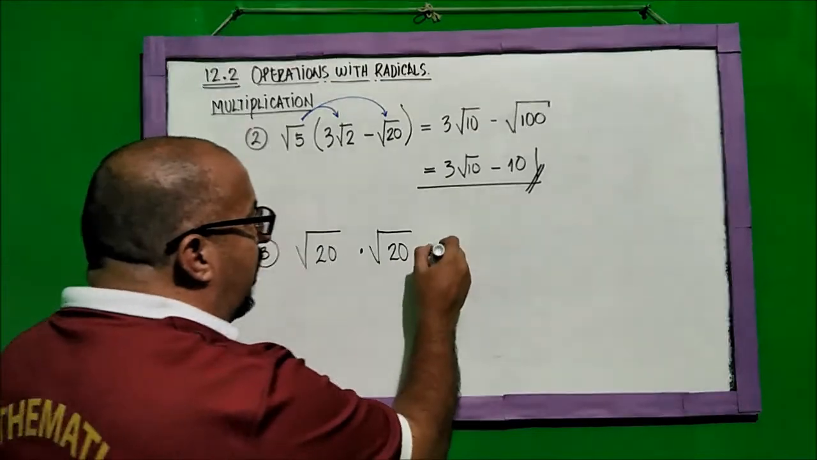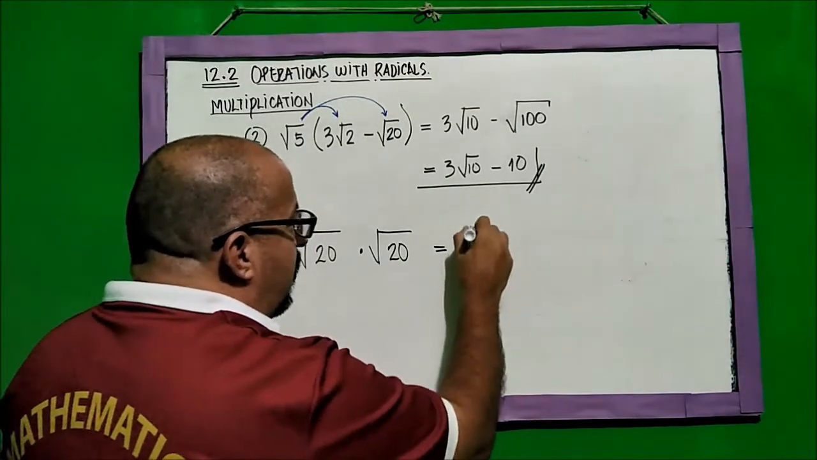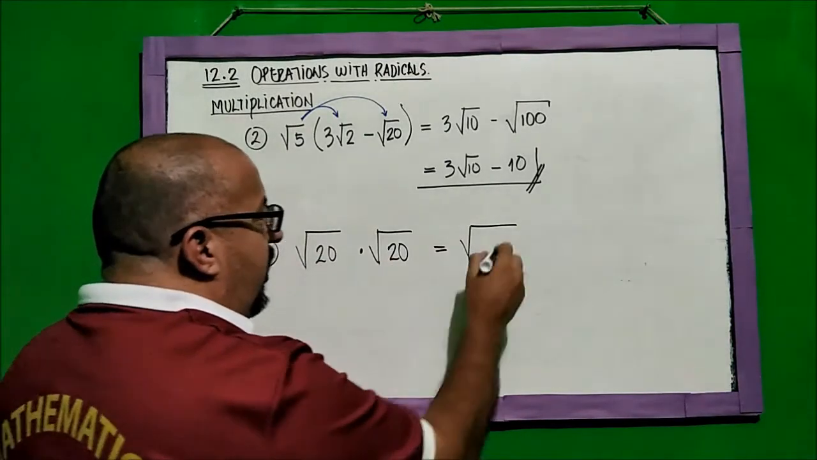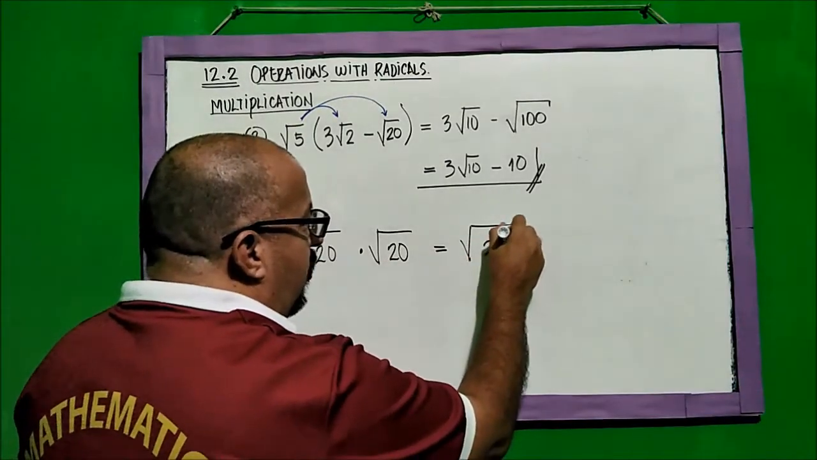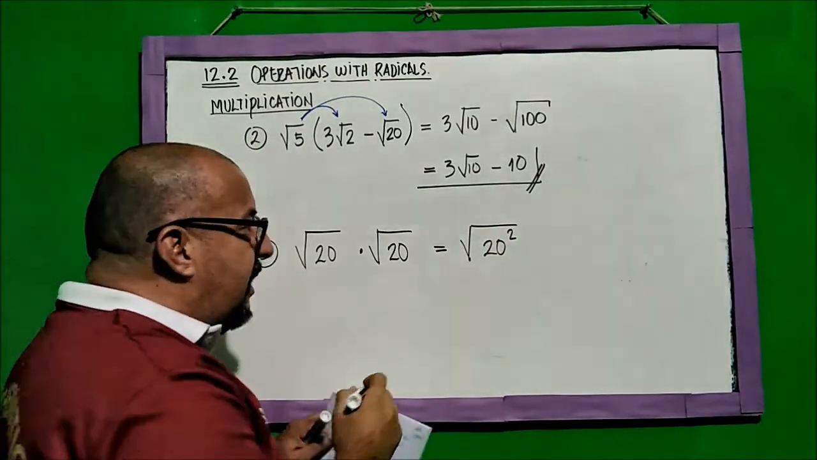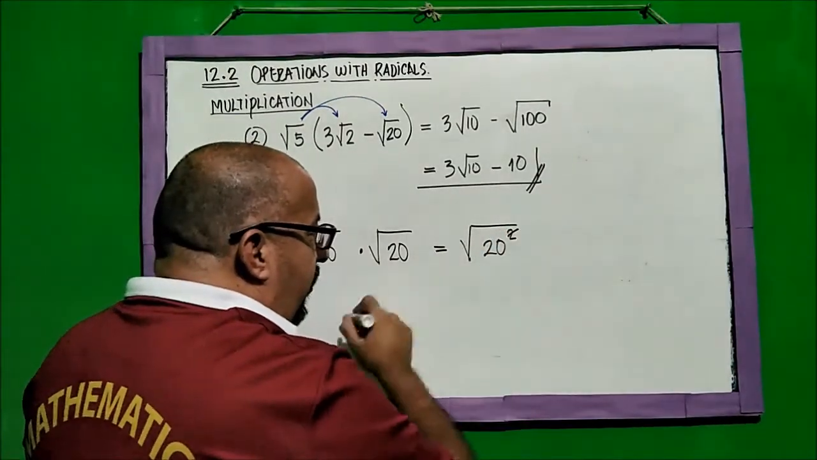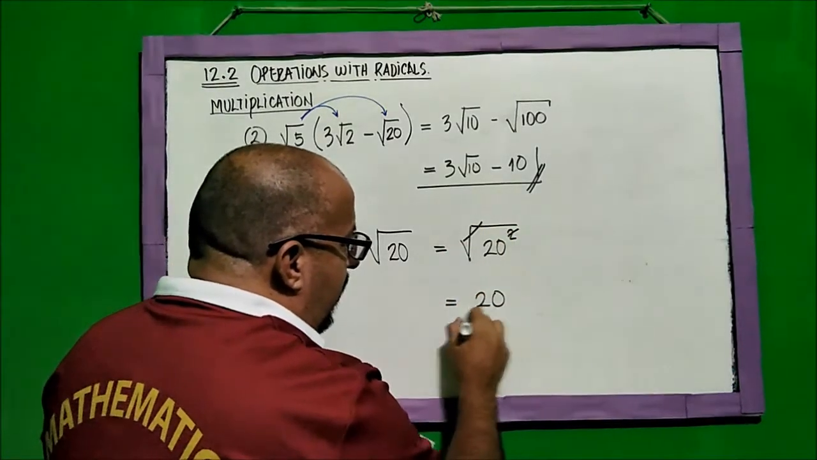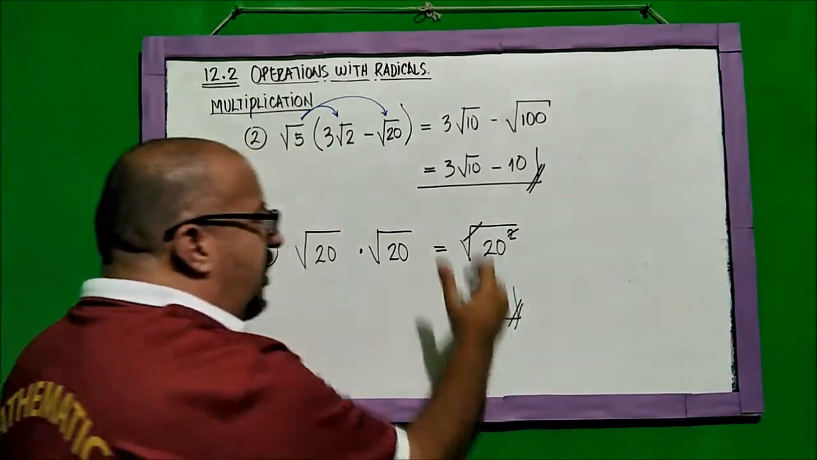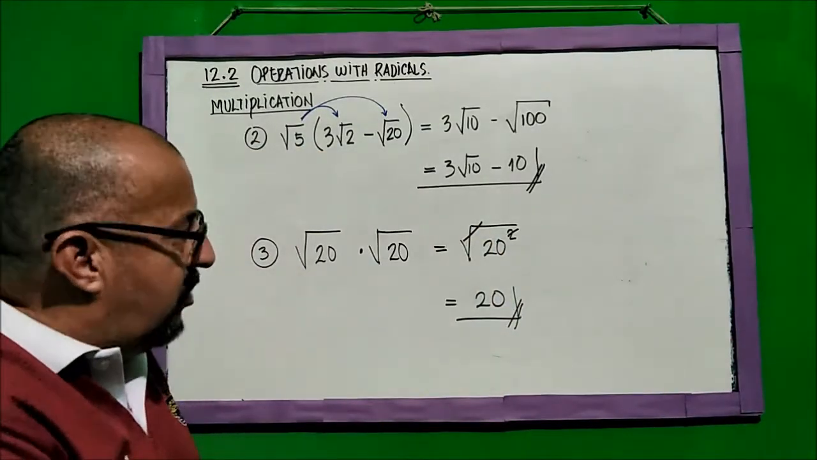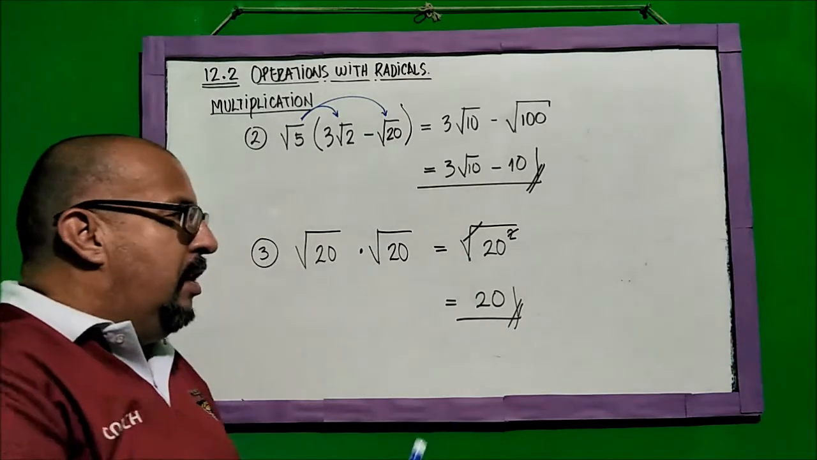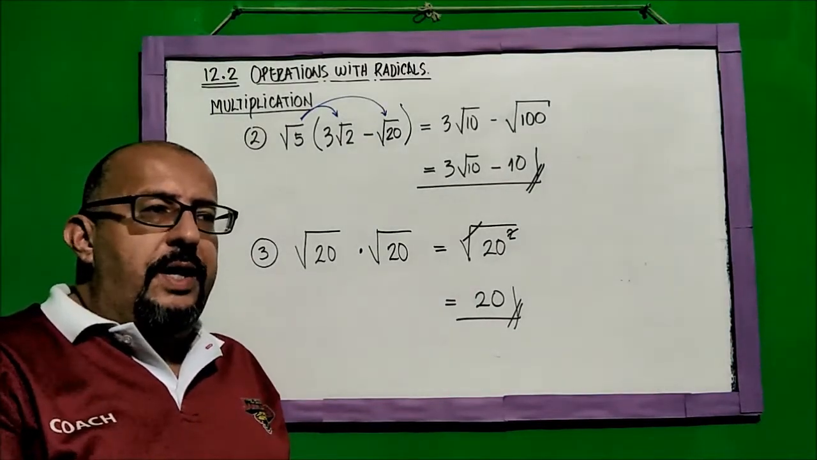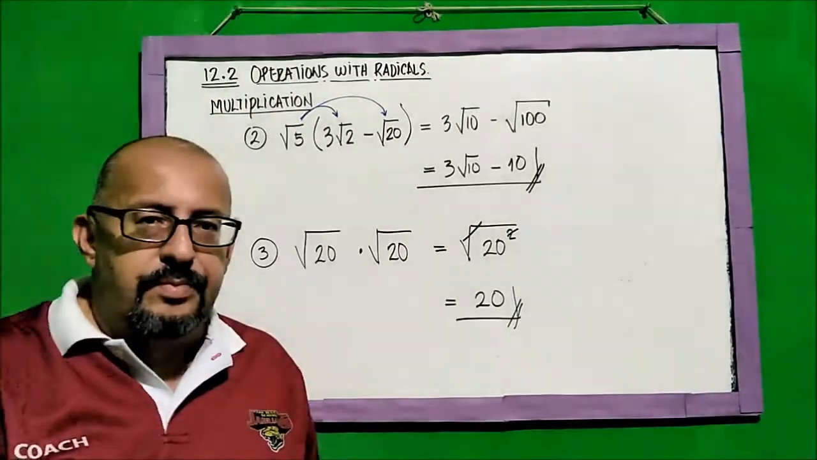But in this case, what I want to do is use a property that we know from the radical expressions. 20 times 20 is equivalent to 20 to the second power. And in this case, the cancelling of the square with the root will give me as a final answer 20. So here we are using a different element to cancel the operation, right? Let's wait for the second part of the video in order to explain other types of multiplications.